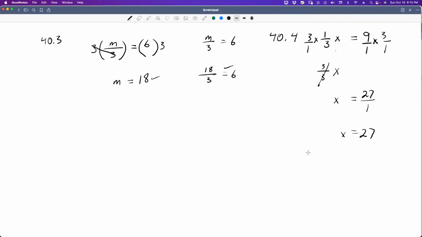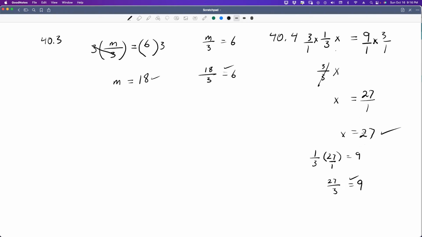If we put that back in the original equation, 1 over 3 times 27 is equal to 9. So we put this over 1, that'd be 27 over 3. 27 divided by 3 does indeed equal 9. So this is the correct value for x. Okay?